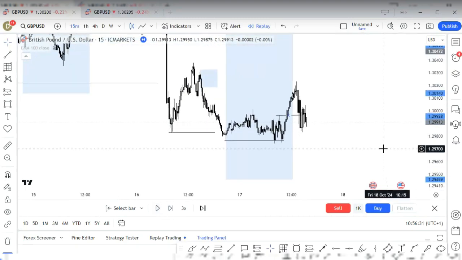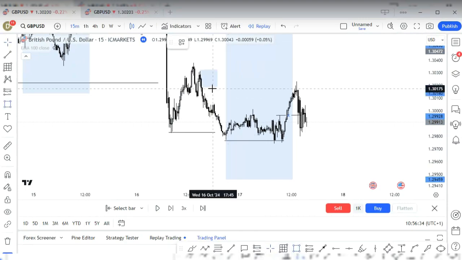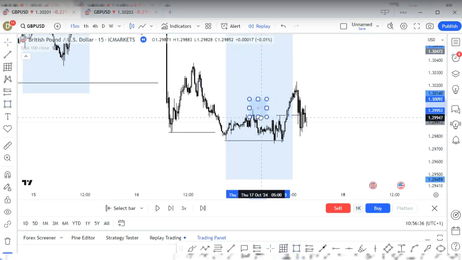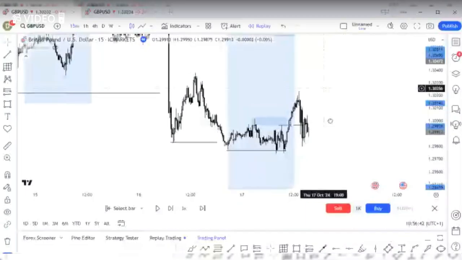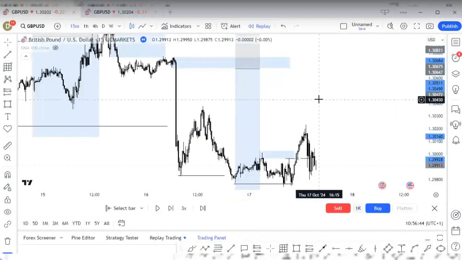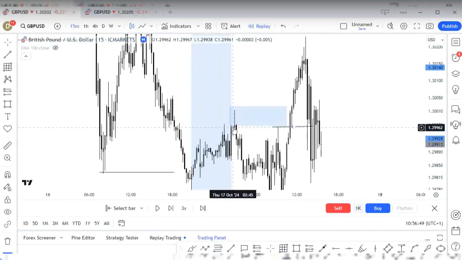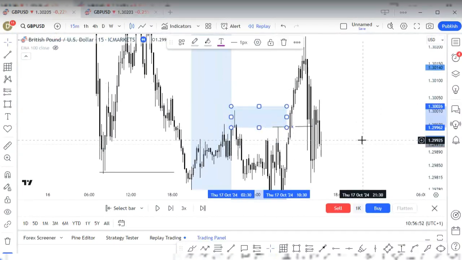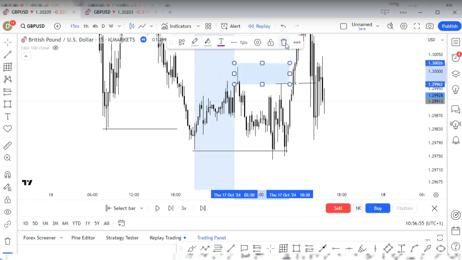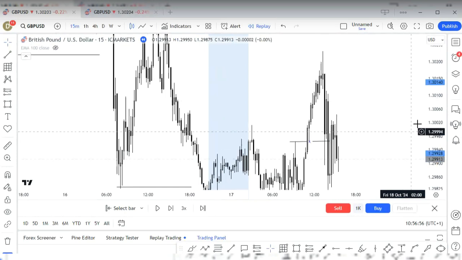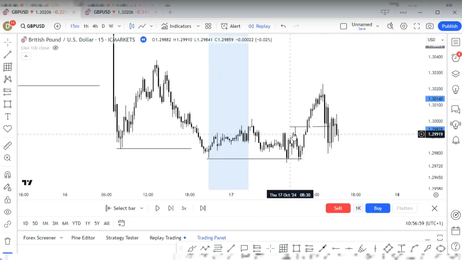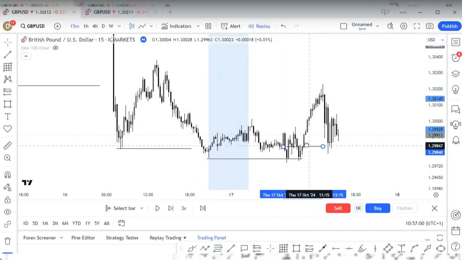In this case, this decisional POI will be shifted to this POI. I will explain how I map my POI later, probably in my next video: how I identify my POI and so on, and why I choose those levels. Okay, no, this one is not valid because it has been mitigated. So this is not valid. No, this is not even our inducement. Our inducement is here.